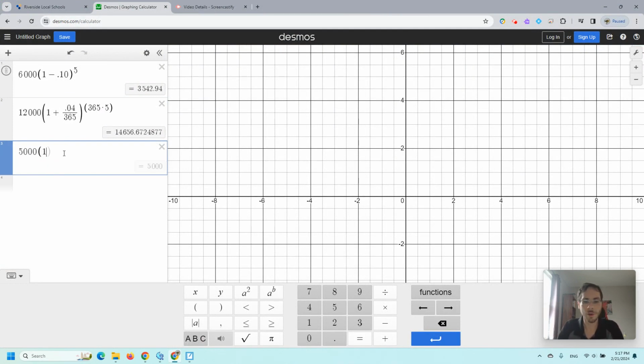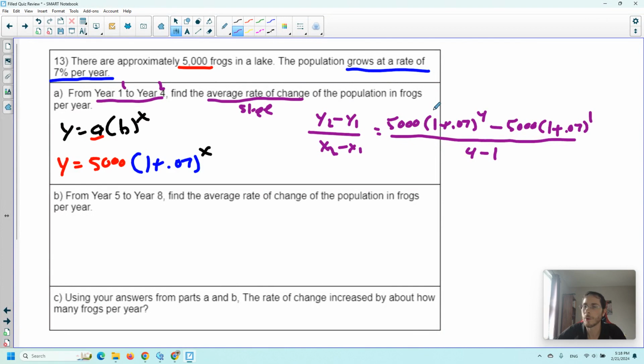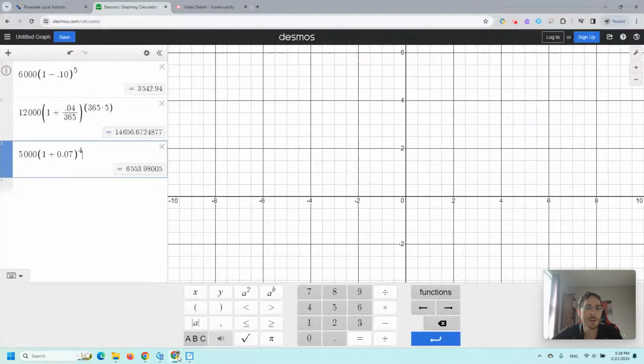5,000 times (1 plus 0.07) to the fourth power is 6,554 frogs. Okay, that makes sense because we're gaining frogs. We probably don't want to be too much more than 5,000, so that makes a lot of sense. So 6,554. I'm rounding up to the nearest frog. It doesn't make sense to carry decimal frogs. Either you have a frog or you don't, so I'm going to stick with a non-decimal.